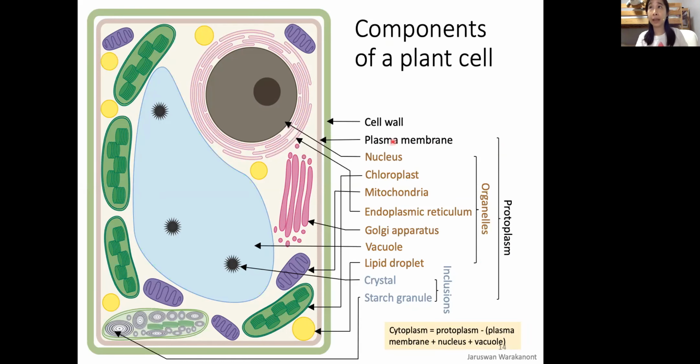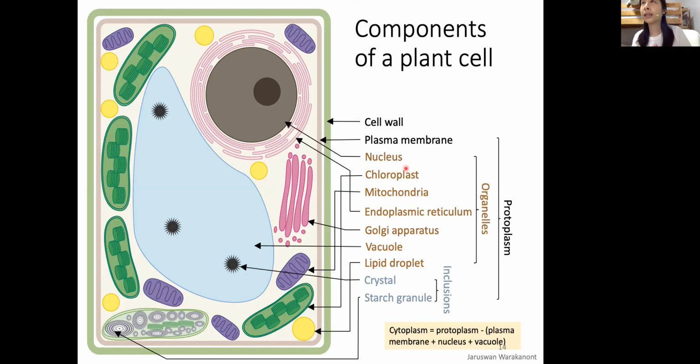We have learned about the plasma membrane just a little bit, and inside the plasma membrane, you have organelles. And we already know what organelles are. It's just the living part with the biochemical activity. And we learned a little bit about the non-living parts, which is the inclusion. So here I have some notes that cytoplasm is equal to protoplasm except plasma membrane, nucleus, and vacuole. Later you might hear about cytoplasm.